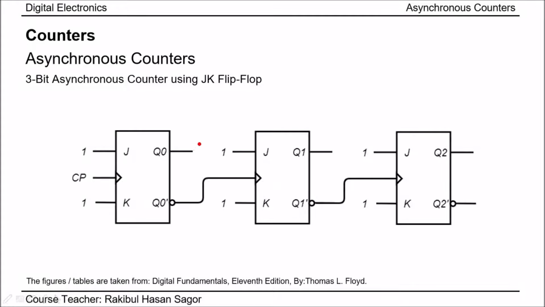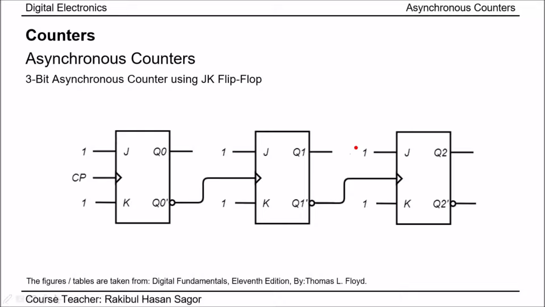In this flip-flop operation, the outputs are taken from Q0, Q1 and Q2 and it's acting as up counter. What does up counter mean? That means it will start from 0 0 0 and in this way it will go up: 0 0 1, 0 1 0, 0 1 1. In this way it will have the up counting.